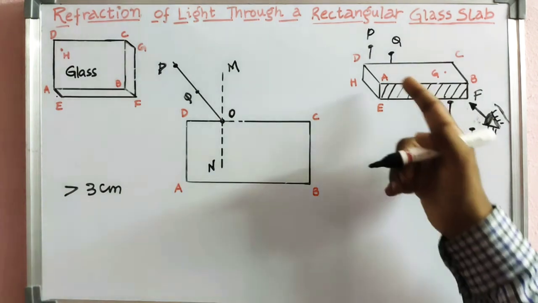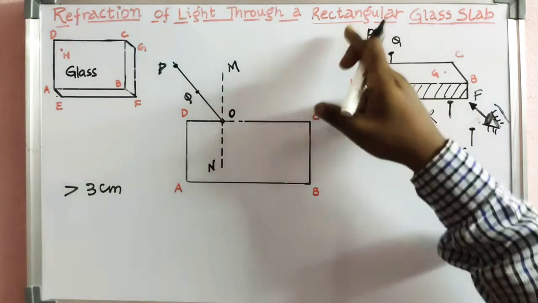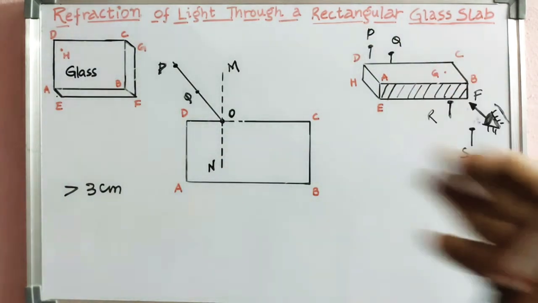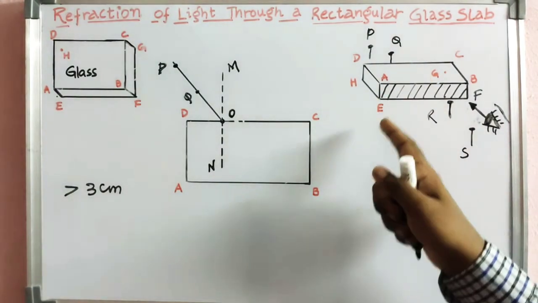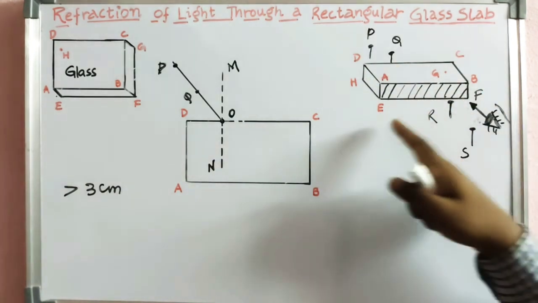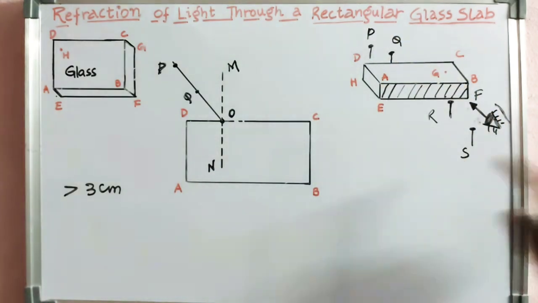Now remember, when you see through the face A, B, F, E, the pins P, Q, R, S, all the 4 pins, are in a straight line. I am repeating again and again. This is very important. If they are not in a straight line, just make it a straight line. That is what you have to do in this activity. All pins should appear to be in a straight line when I see through the face A, B, F, E.